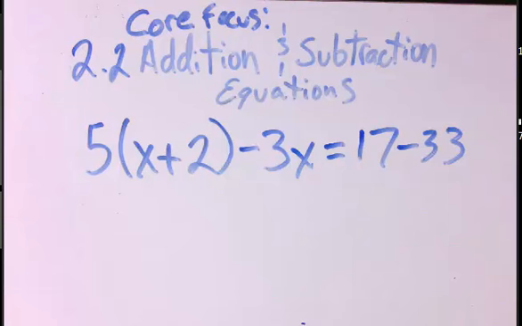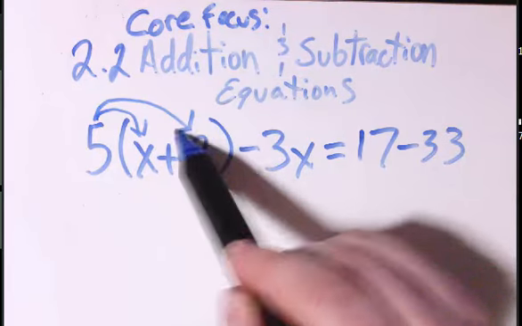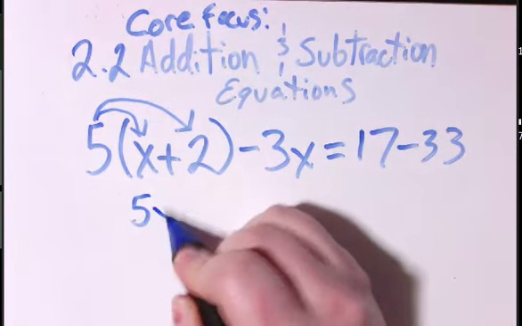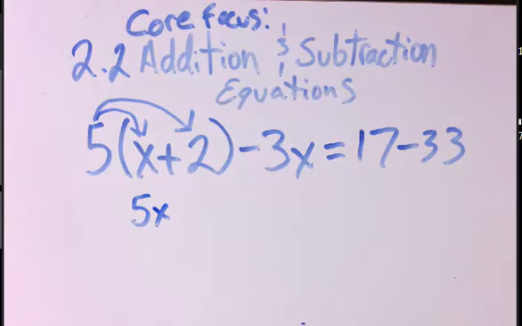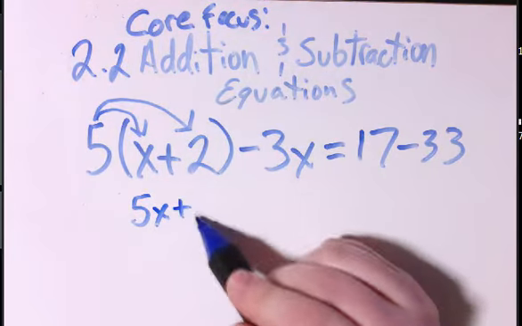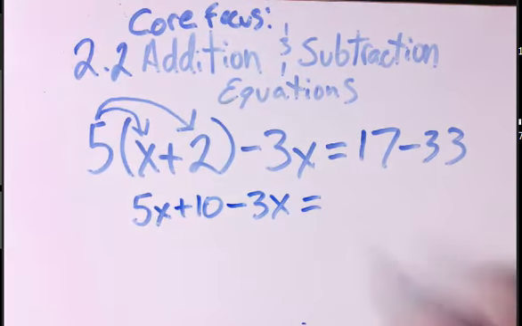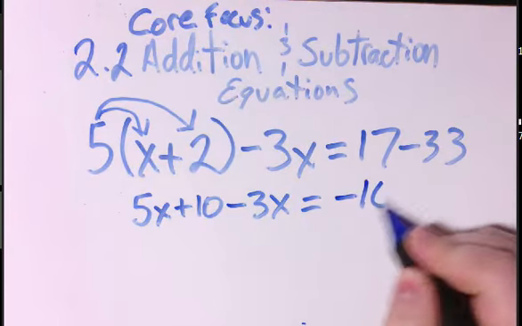Alright, so our next example is 5 parentheses x plus 2 minus 3x is equal to 17 minus 33. The first thing we can do is work that 5 through the parentheses. So 5 times x leaves us with 5x, and then 5 times 2 gives us 10. I still have that 3x here, and then 17 minus 33 gives us a negative 16.